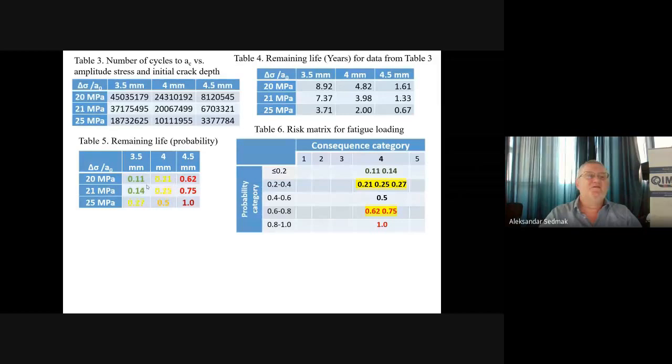So remaining life, which is the inverse value of these, are shown here and then put into consequence category that I explained. It's not the highest, but the next one. And here are the remaining life probabilities nicely shown in a way that they increase the risk from green one, which is low, to the yellow one, red one, and then this alarming, which is more than 1.